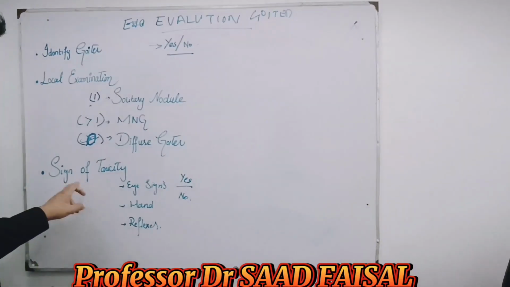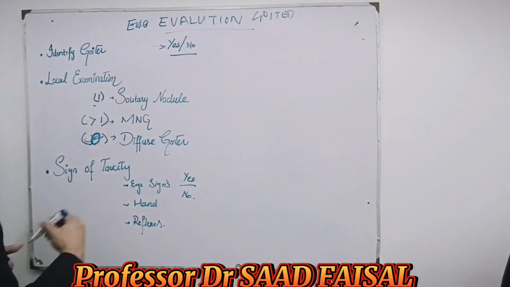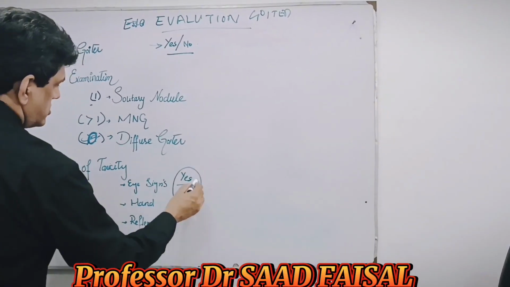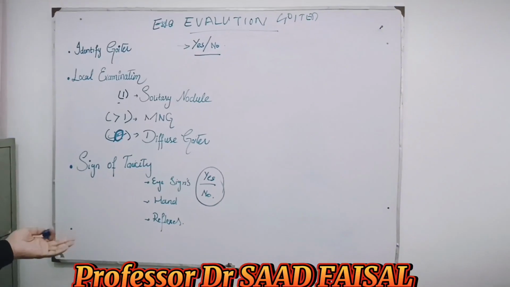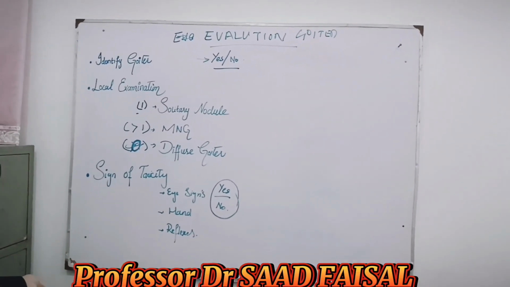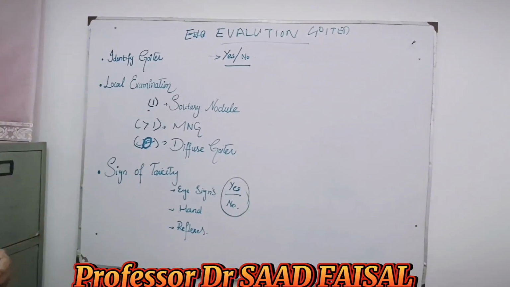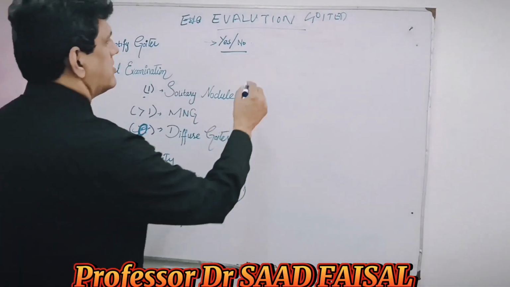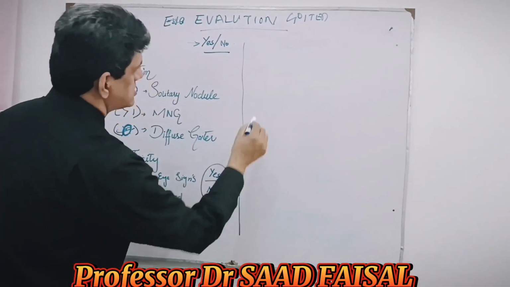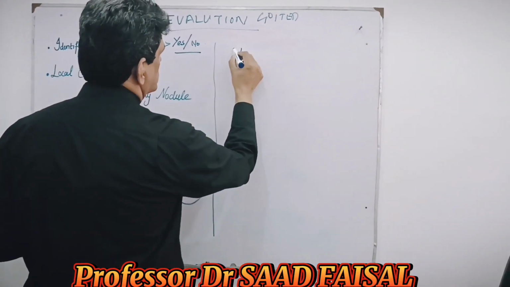And then we check the signs of toxicity, which are labeled as yes or no. You will check the eye signs, the hand signs, and the reflexes. Then you need to know whether the signs of toxicity are present or not. Then we can make our diagnosis based on the toxicity.